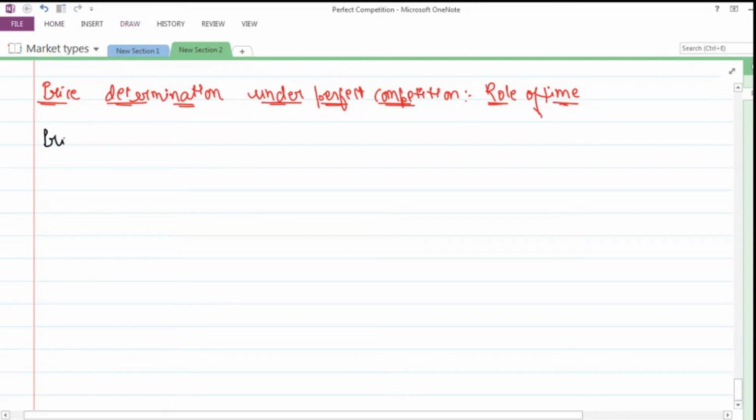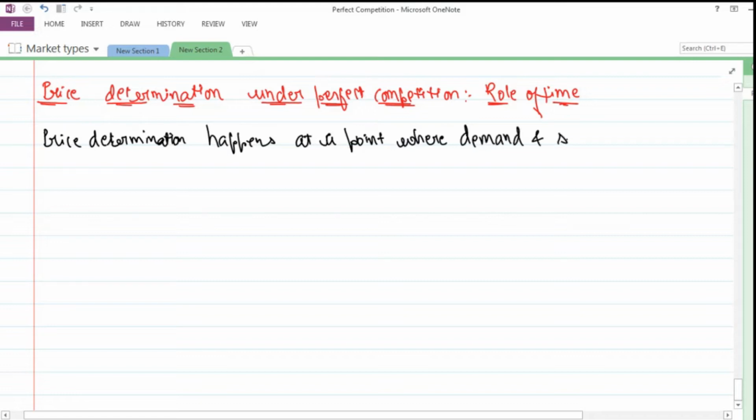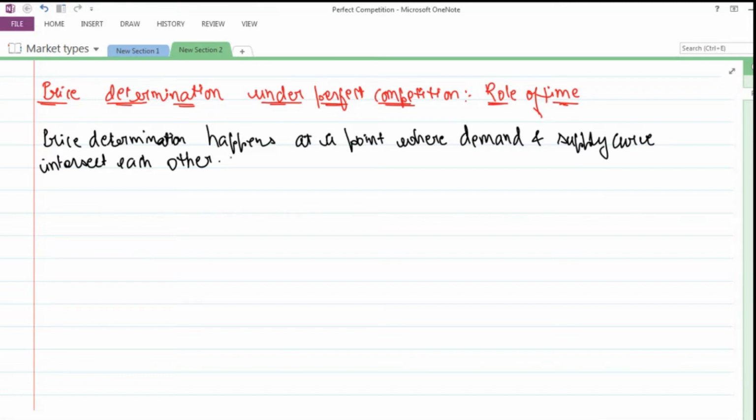So, price determination happens at a point where demand and supply curve intersect each other. Now, this is a point wherein the industry demand would be equal to the industry supply.